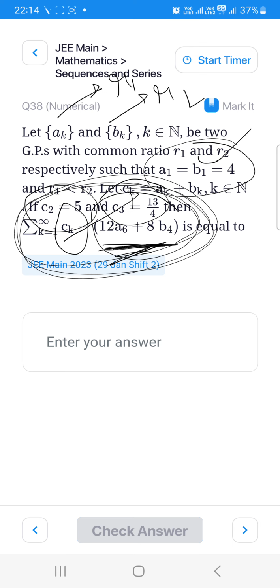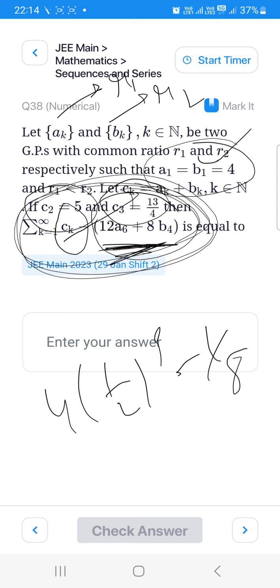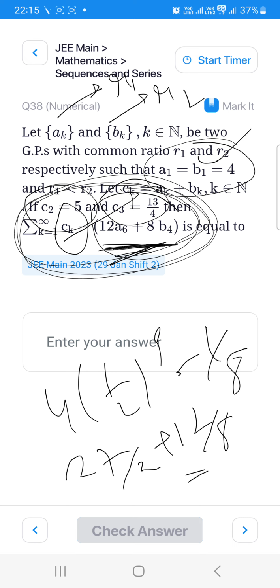Now what is a6 here? a6 is 4 into 1 by 2 to the power 5, that is 1 by 8. And similarly, we have 4 into 3 by 4 to the power cube, that is 27 by 2. Whenever you multiply 12 a6 and 8 a4, that is 27 by 2 plus 12 by 8, that comes out to be 15, right? So the sum of c_k minus 15, that is a_k plus b_k minus 15.